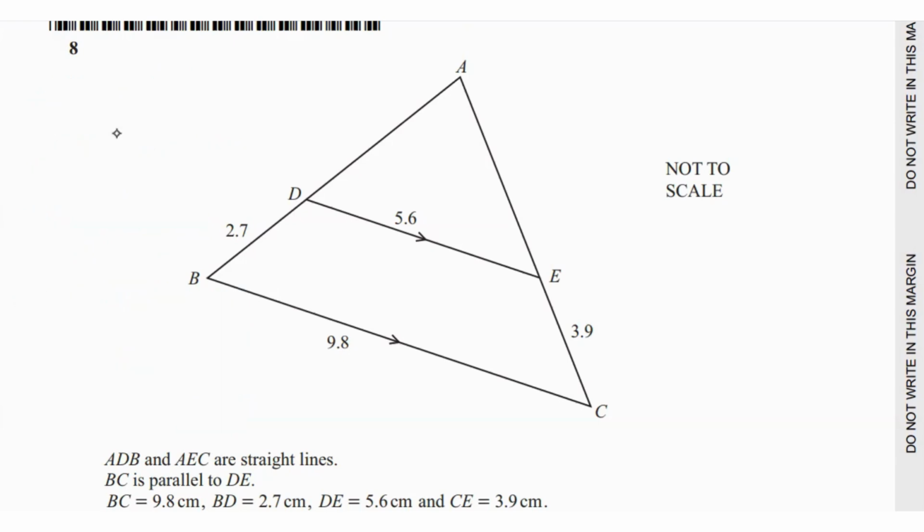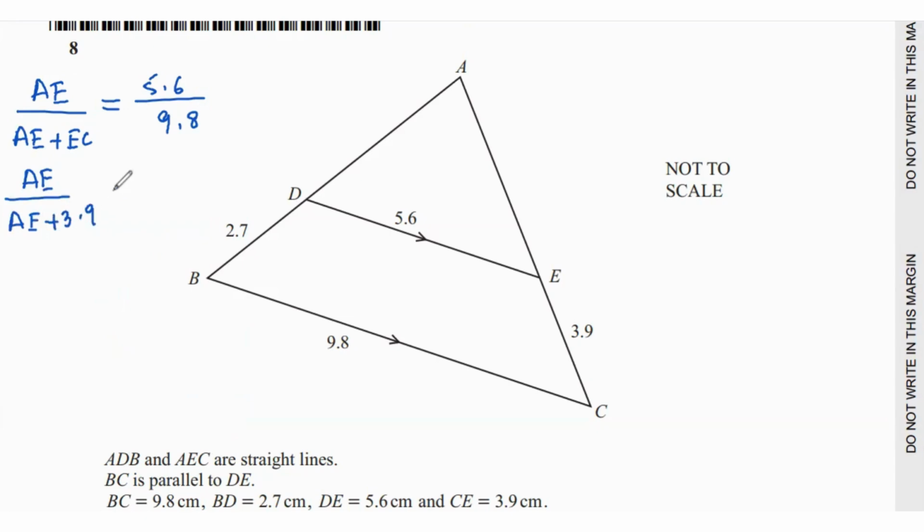Now for AE, we'll do AE over AE plus EC equals, again, 5.6 divided by 9.8. So we know that EC is 3.9, which is equal to 0.57.